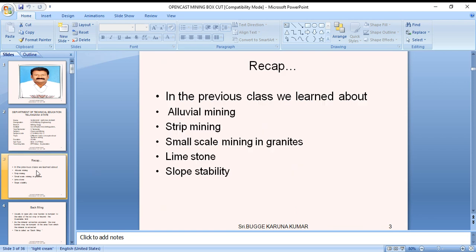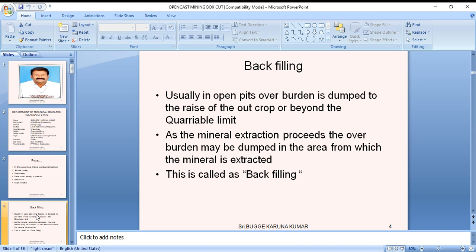We already learned in early classes alluvial mining and strip mining, small scale mining in granite, limestone, and slope stability. These are already covered in early classes. Now, I first go to explain the backfill. What is meant by backfill?